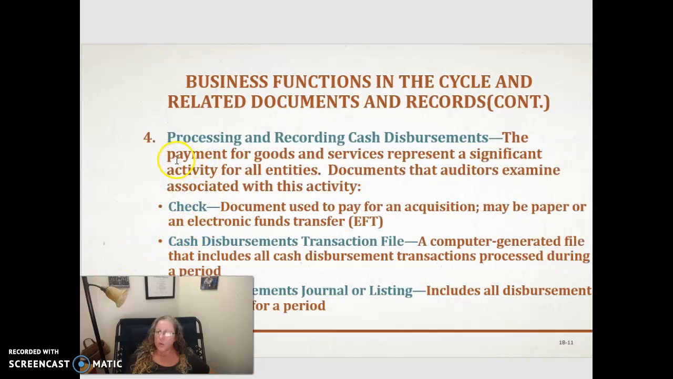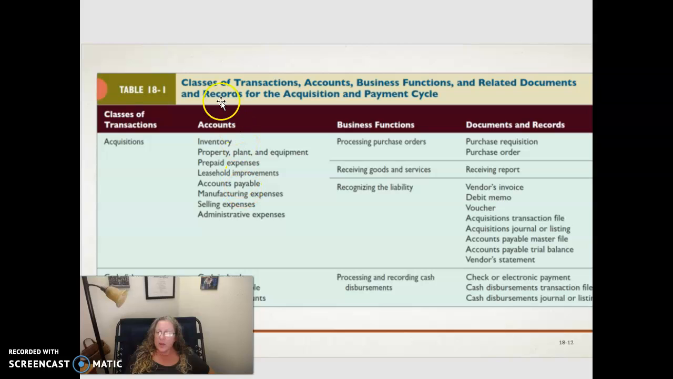And finally, number four, processing and recording cash disbursements. This is done by check, cash disbursements transaction file, which is computer generated, or cash disbursements journal or listing. And this includes all disbursement transactions for a period. And finally, we have Table 18.1. This lists the classes of transactions, the accounts that are affected, the business function, and the documents and records.